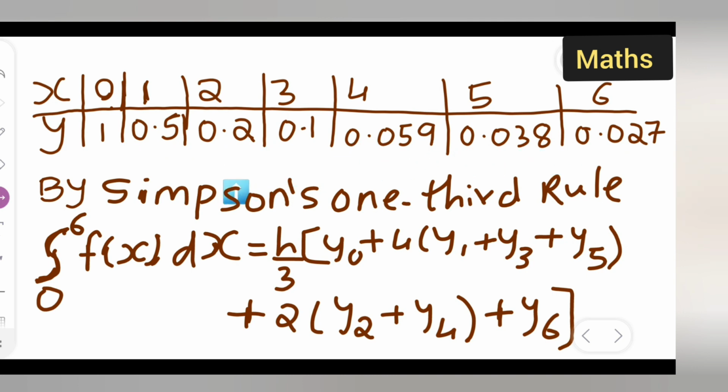Now, by Simpson's 1/3 rule. This is the formula for the Simpson's 1/3 rule.